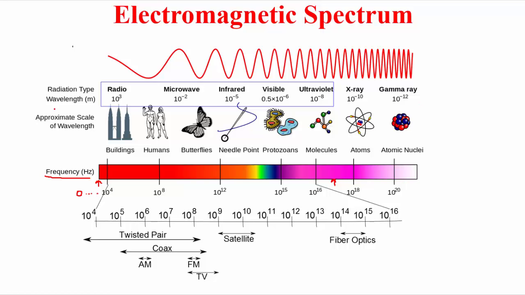So what is also shown here is the approximate scale of wavelength of these waves. So in the radio waves, the wavelengths are about the size of buildings. Here about humans. As you go further up, you start hitting molecular levels. So this figure also shows the frequency ranges supported by different media.